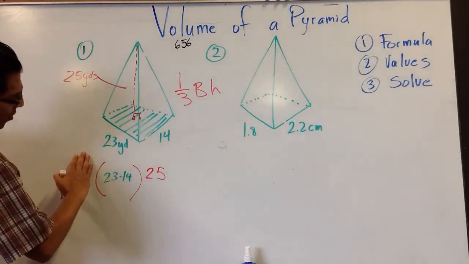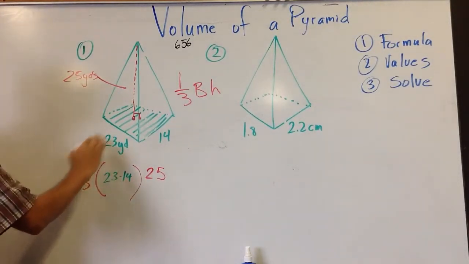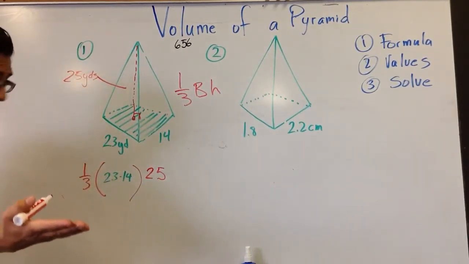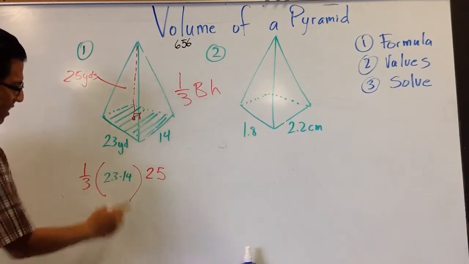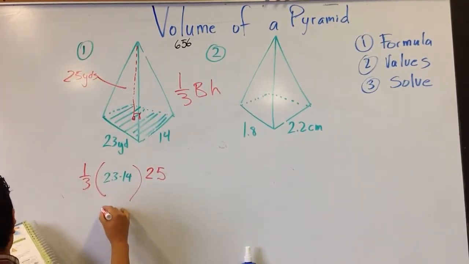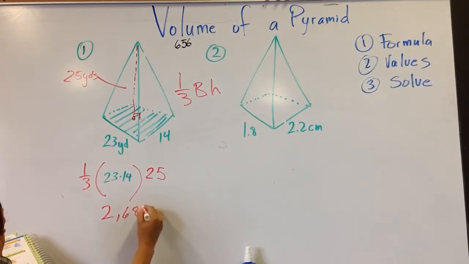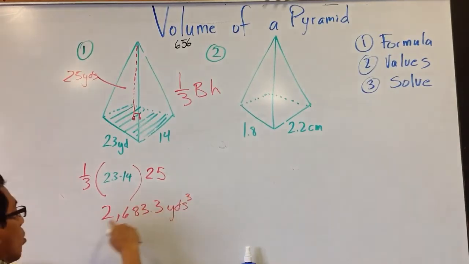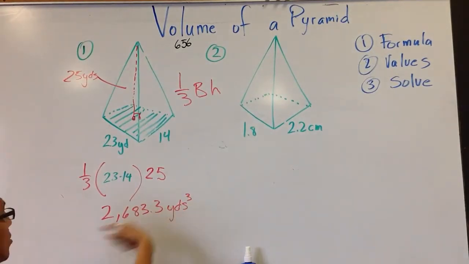If I didn't have the third, I would find the volume of a rectangular prism. But with that third, just like in the previous demo I showed you, that gives us exactly what we want. And if you crunch those numbers, you get this beast, 2,683.3 yards cubed. Important that you have your units. Remember, I'm rounding to the tenths. All right, let's look at this one.